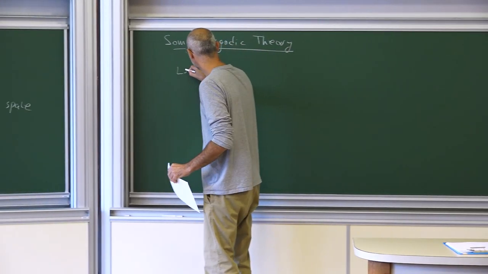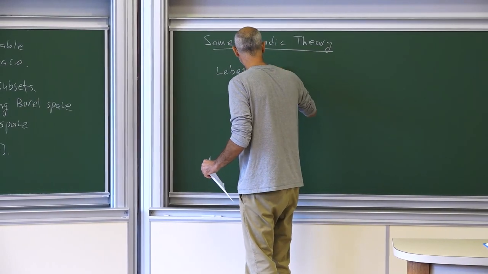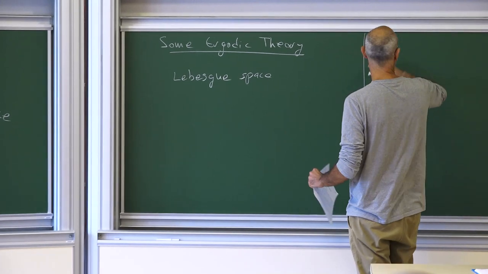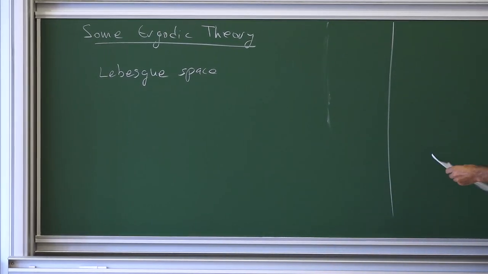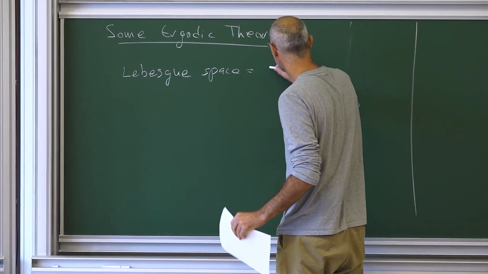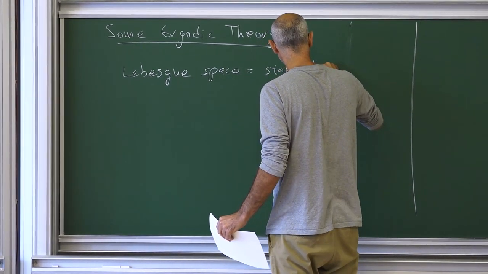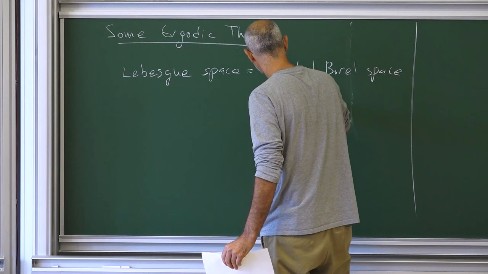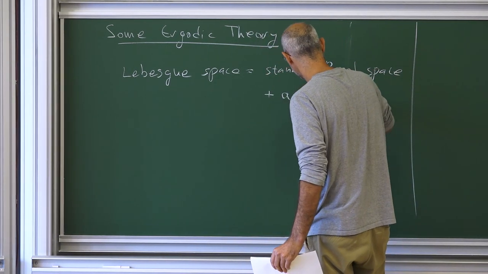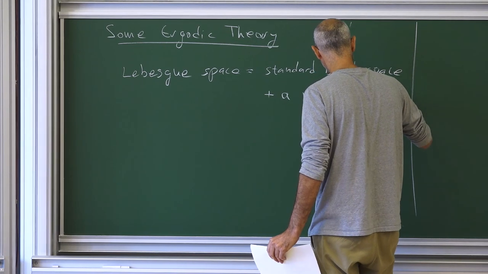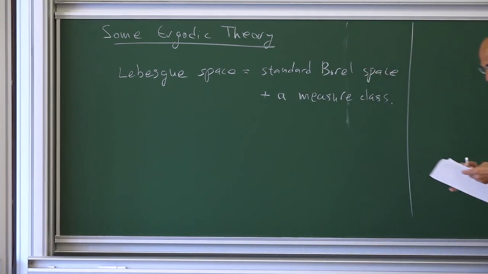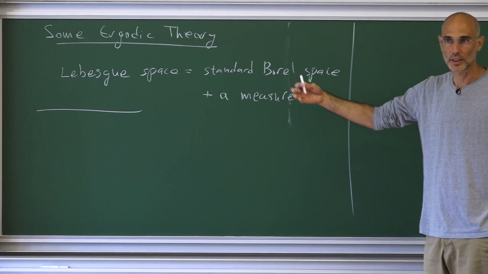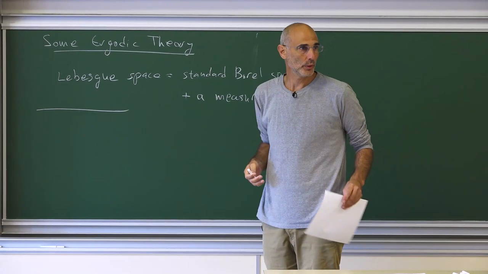So I'll start with defining what a Lebesgue space is. This is not completely standard terminology, but I think it's becoming quite standard. Let me nevertheless do it. So this is a standard Borel space equipped with a measure class. Spaces do not come alone, they come with the proper class of morphisms between them, so let me elaborate on this.